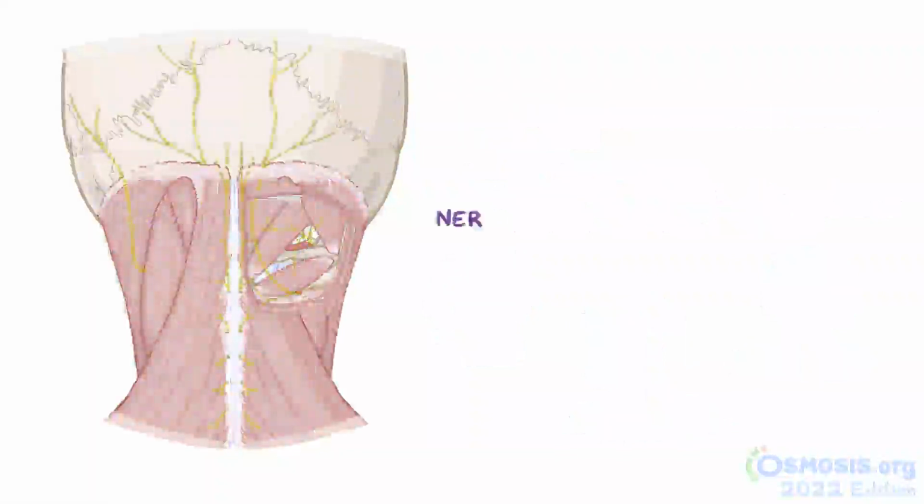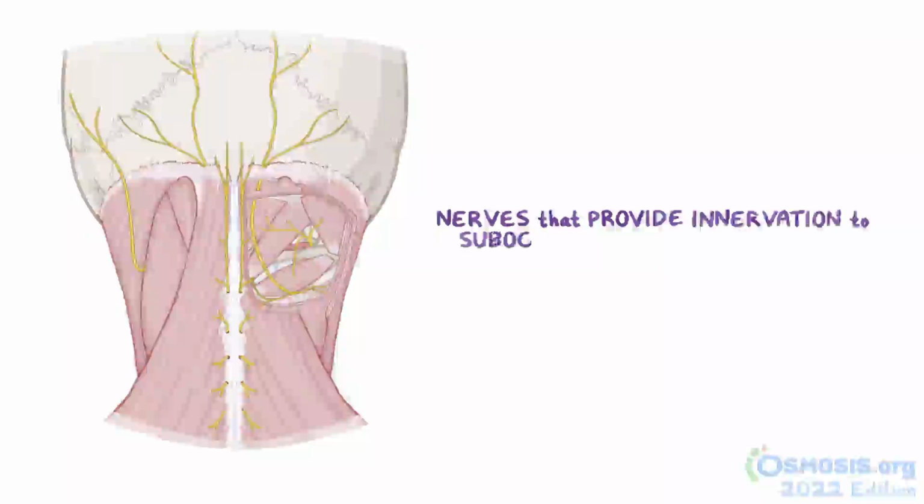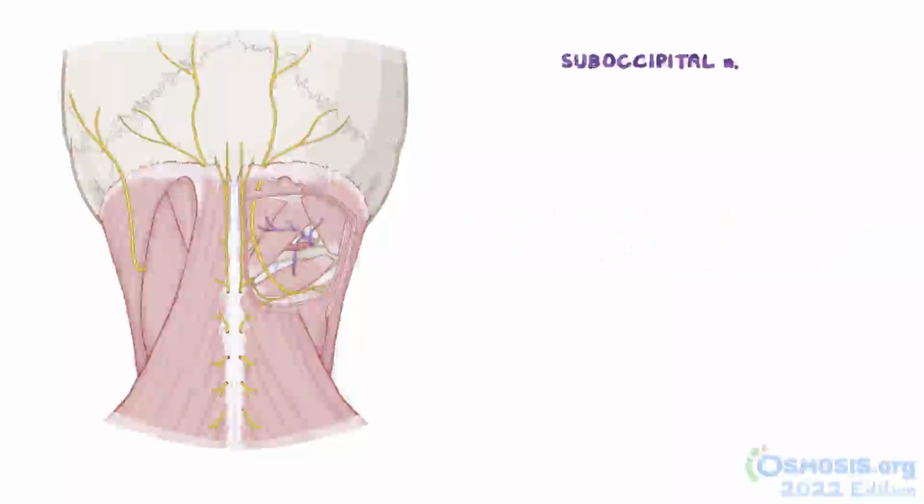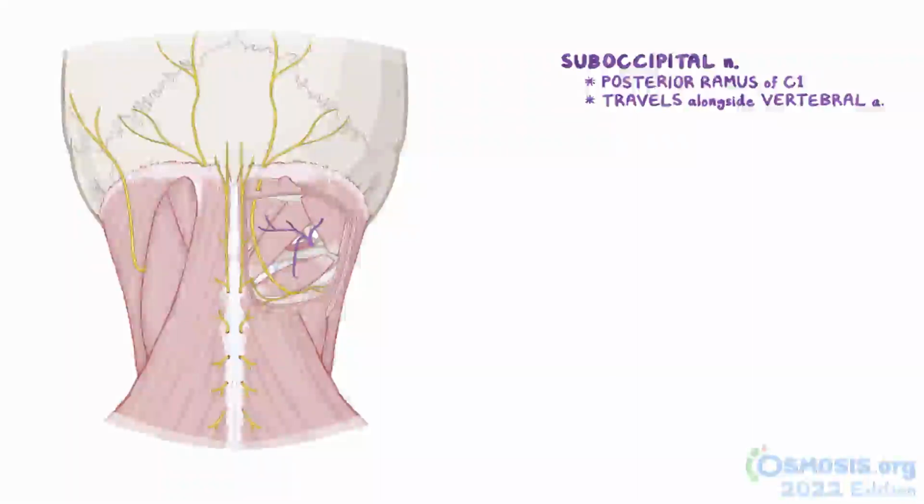Now let's look at the nerves that provide innervation to the suboccipital muscles and the skin of the posterior cervical region. First, there's the suboccipital nerve, which is actually the posterior ramus of the C1 spinal nerve. From its origin, the suboccipital nerve travels between the cranium and the atlas until it courses within the suboccipital region alongside the vertebral artery.